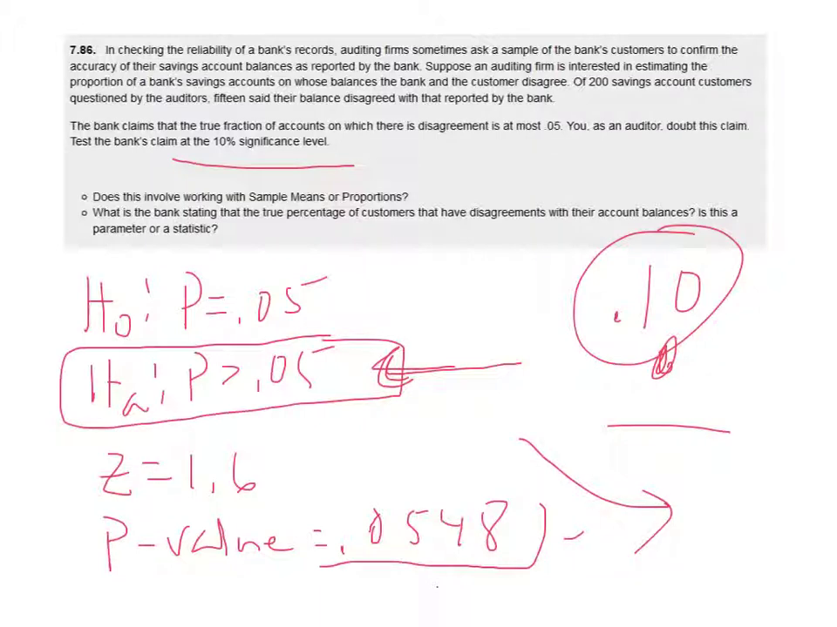I'm going to say I'm going to reject HO. I'm going to accept HA, which means the bank has a higher percentage of customers that have disagreements in their account balances than what they're stating at 5%. Okay.